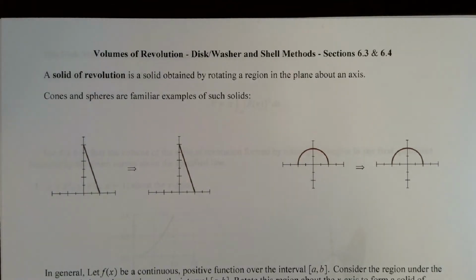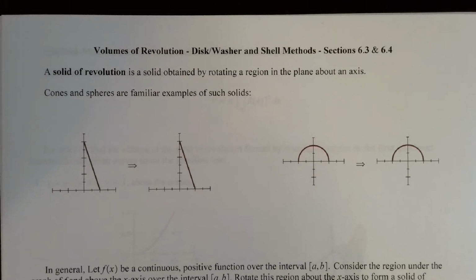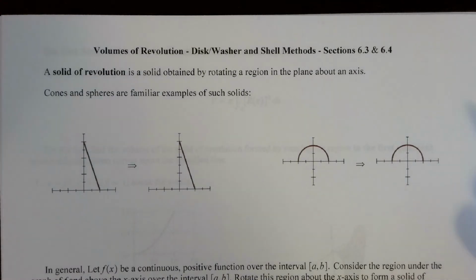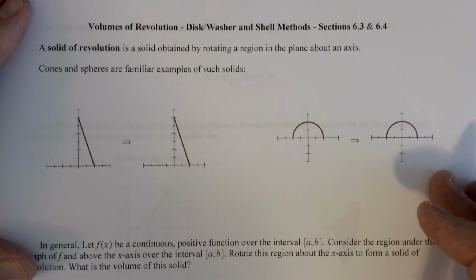So we talked about how to find volumes of three-dimensional solids, and the trick was to find the cross-sectional area as a function of x or y, depending on how you're integrating, to find that volume. Well, that process can be simplified somewhat if we talk about solids of what we call a revolution. These are solids that are obtained by rotating a region in the plane about an axis or about a line in general, really. So cones and spheres are familiar examples of such solids.